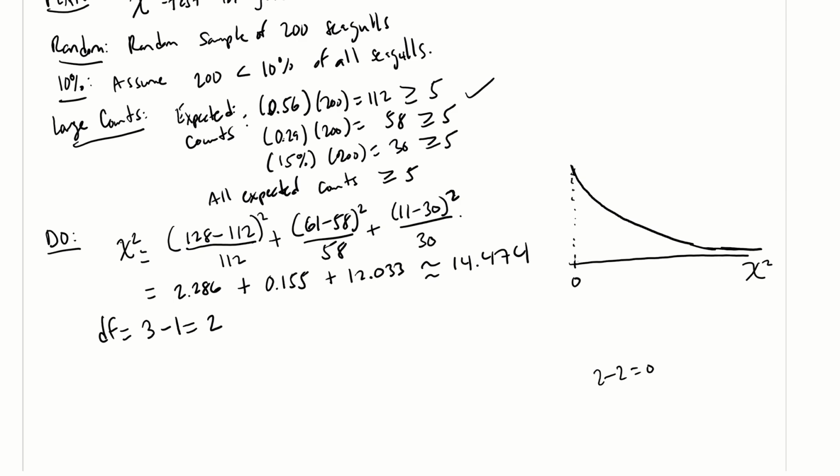But there you go. So now we can label the chi-squared as 14.474. Shade to the right, and then we'll find the p-value. So we'll do the chi-squared CDF.